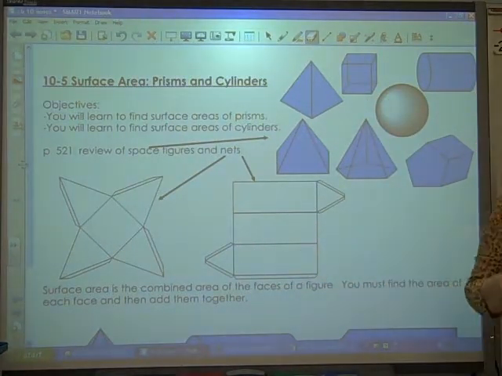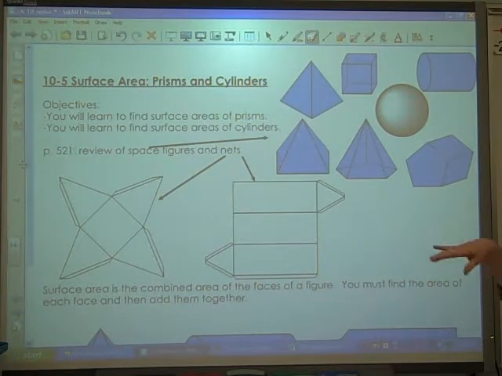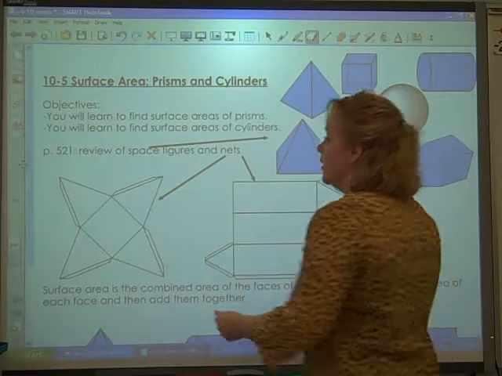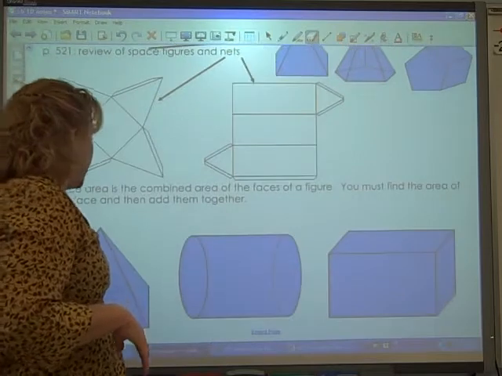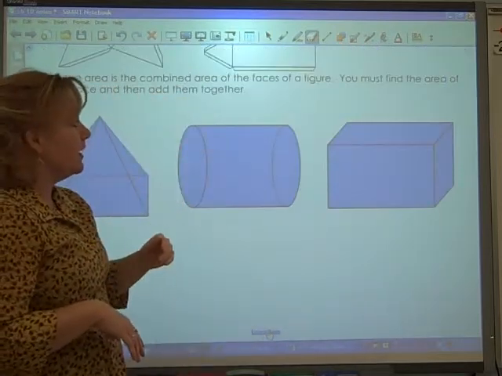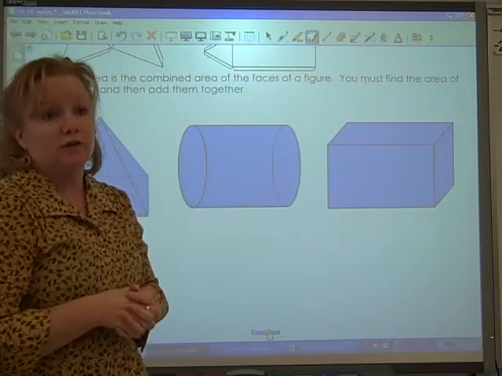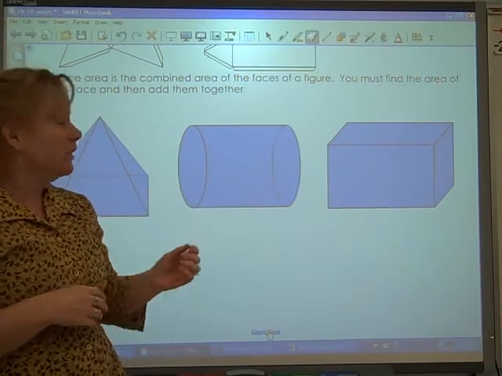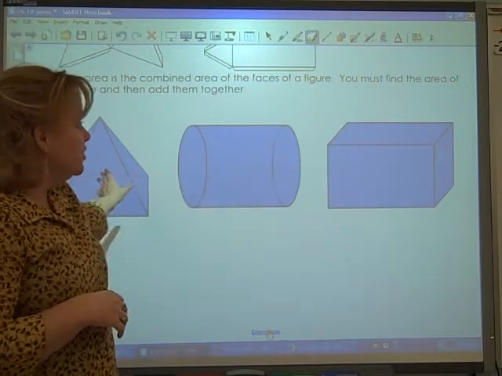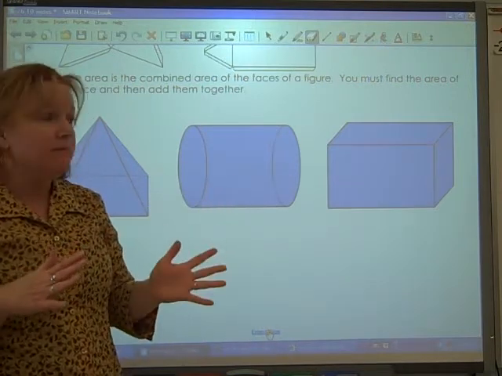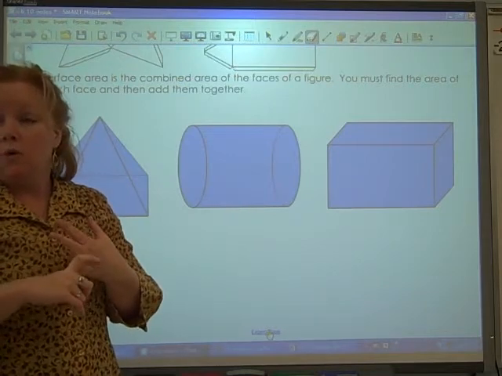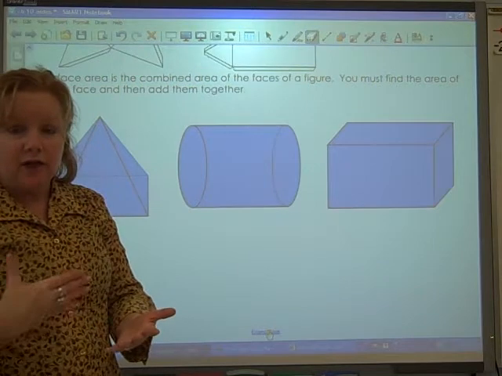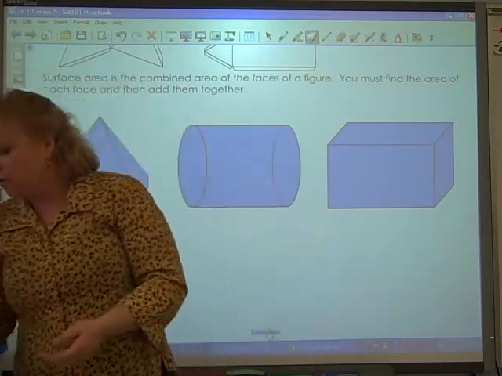Now remember, surface area. Done? Okay, surface area is the combined area of the faces of a figure. So you have to find the area of each face, and then you're going to add them together. On your homework for tomorrow, you have 3 different types of space figures that they're asking you to find the surface area on. Charlie, focus over here. The first thing you need to make sure that you do is do not mix up your surface area with volume. Make sure you understand if they ask for surface area, you're thinking to yourself, well, what does that really mean?